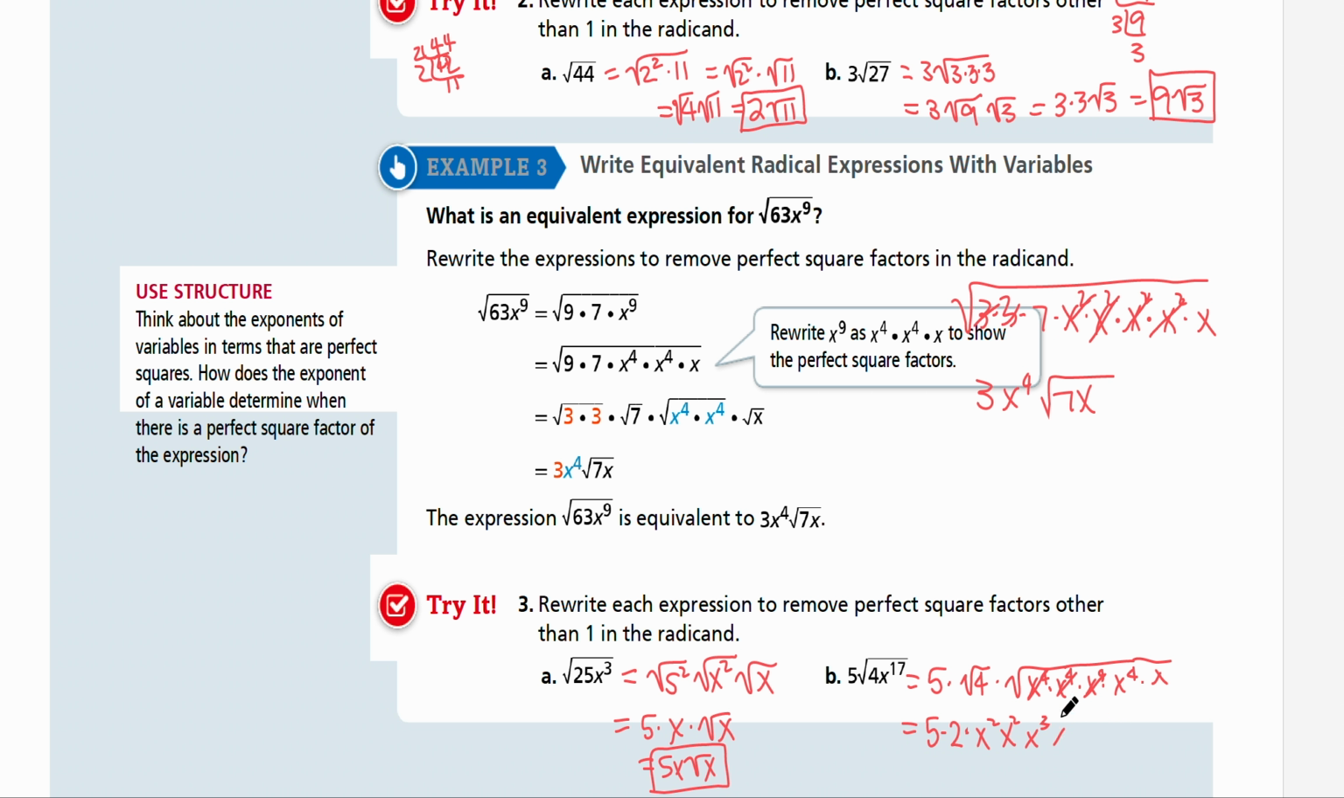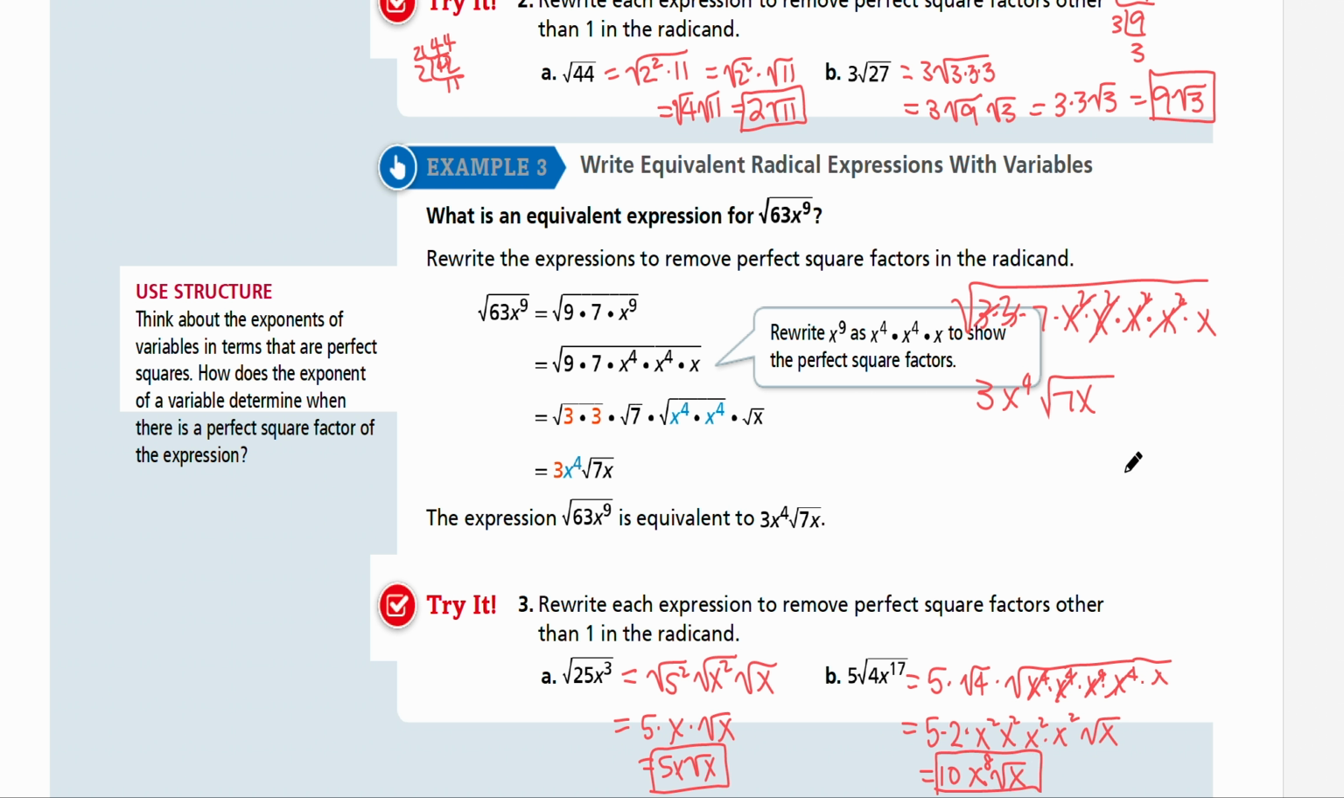Why am I writing the powers as I'm counting? So 1, 2, 3, 4, 1, 2, 3, 4. Okay, and then root x. So then we have 10, and then x to the power of 2, 4, 6, 8. Remember the properties of exponents. Don't multiply the powers. You need to add the powers when the bases are the same, right? And then you have root x.